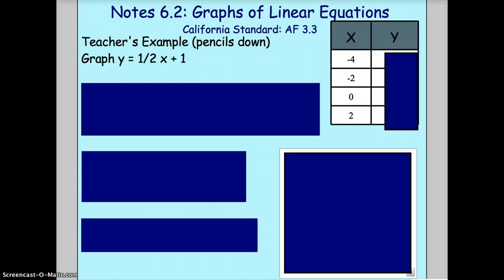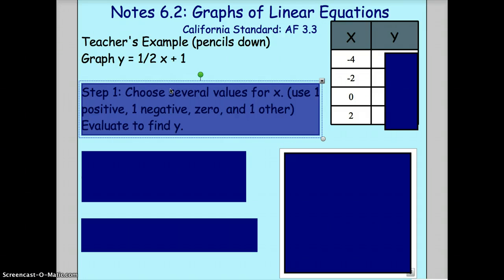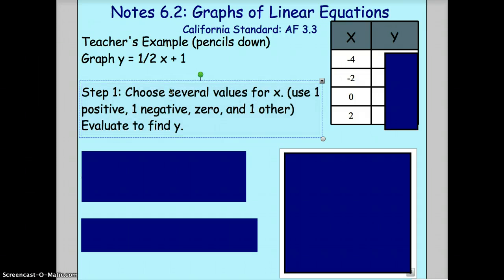Okay, let's take a look at teacher example 1. Graph y equals 1/2 x plus 1. So what we need to do here is choose several values for x. And as I said in the last video, you want to use a positive, a negative, a 0. Then we're going to do one other. And the reason why you want to have 4 is you can tell, if your graph is not a straight line, you can tell which point is incorrect.